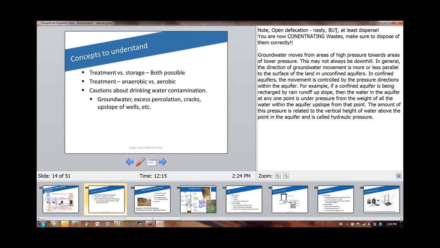Same thing about upslope of wells. Basically, the groundwater underneath the surface usually flows in the same direction as the topography. If there's a hill, it's usually going to flow downhill, but that's not always correct. Sometimes when the topography above the surface is going uphill, the underground will be going slightly downhill. So you need to take these all into consideration when you're doing your latrine project. It's very important you do this correctly.